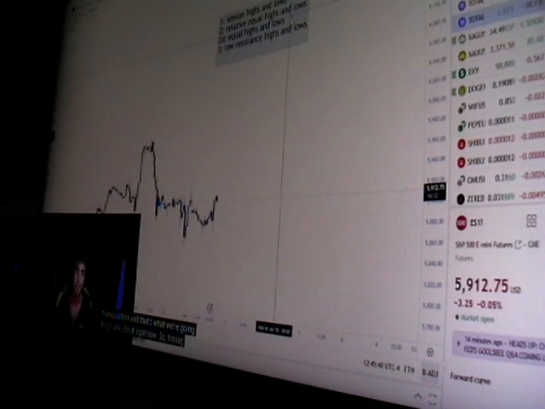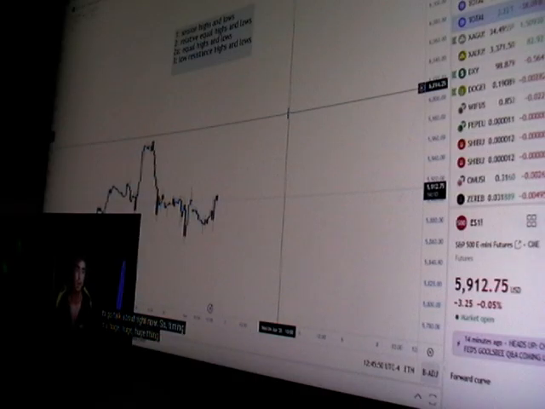So timing is a huge thing within liquidity sweeps because, again, I already mentioned this, when sessions open, that's when new money is coming into the market.